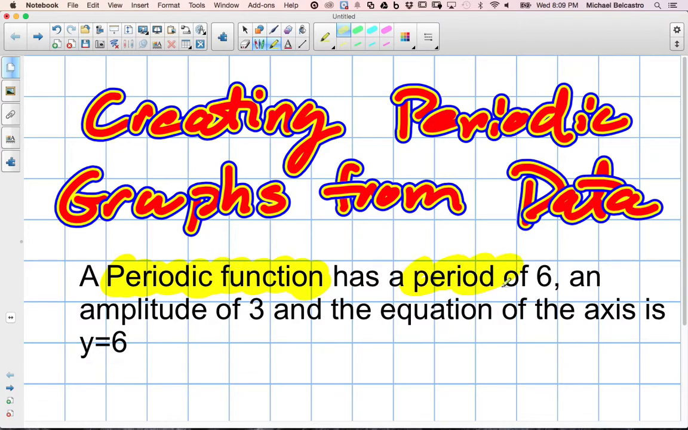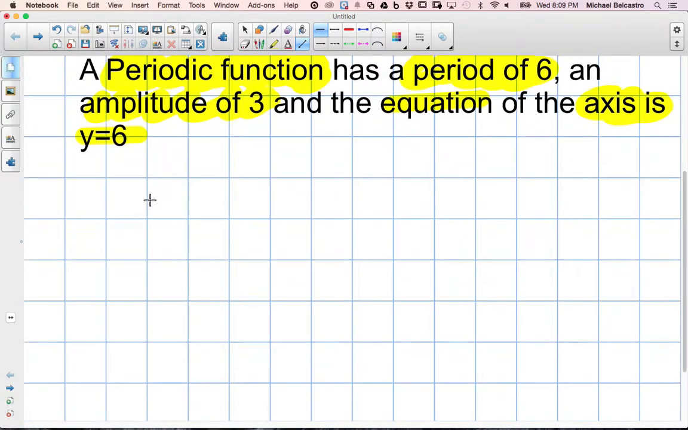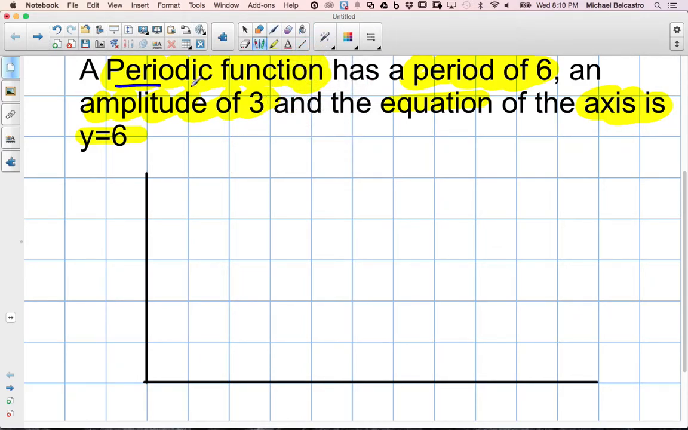And the period is 6, amplitude is 3, and the equation of axis. Almost everything in there was important. So if we were to sketch something like this, let's say we're going to just build our graph. Okay, we don't know too much about this periodic function. The first thing we do want to point out is a periodic function is something that repeats.